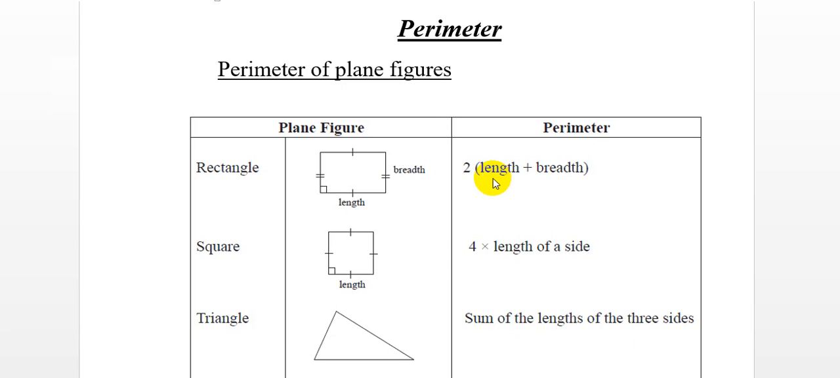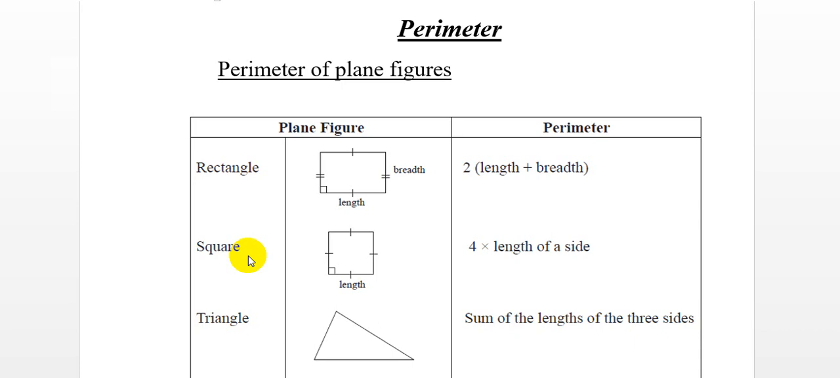Today we are going to discuss the chapter perimeter, which is the very first chapter of the grade 10 syllabus. Before we discuss perimeter, we should know what a plane figure is. As you all know, examples are rectangle, square, triangle. All these figures are close-ended figures. In other words, close-ended means all three sides or four sides, or whatever the number of sides it has, are closed, not open at any point.